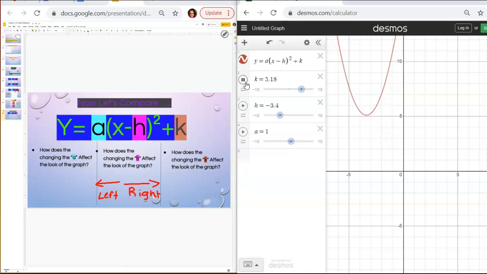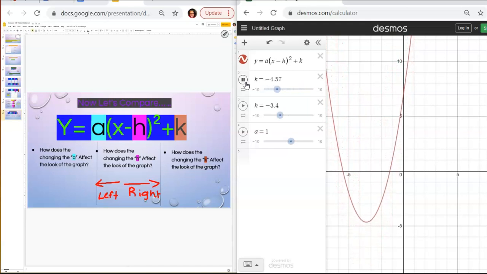All right, so, oh, what do you notice? That's right. As K is changing, you see the graph is shifting up and down. It's no longer just moving left or right. It's now just going either up or down, up or down.